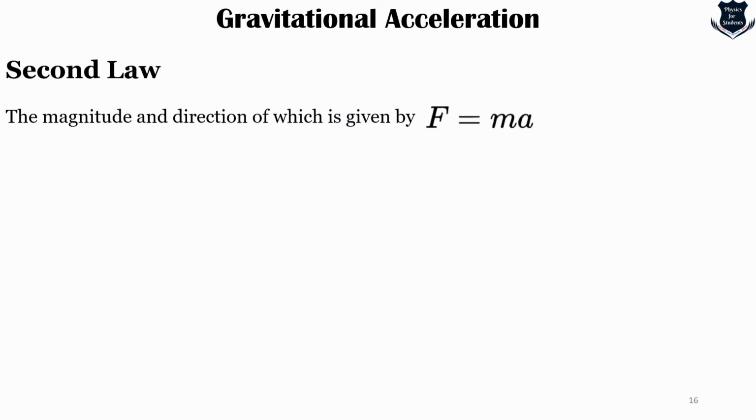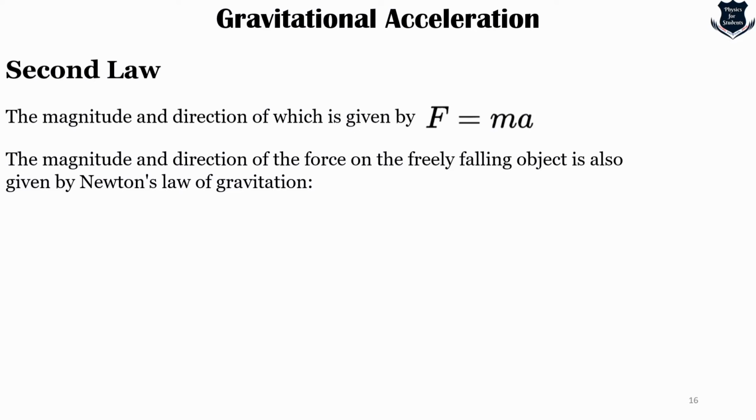If an object is freely falling in a gravitational field, Newton's second law tells us that the object must be subject to a force, and this is F equals ma. Now the magnitude and direction of the force on a freely falling object is also given by Newton's law of gravitation, which is this one. And we know that experiment shows that the inertial mass capital M equals the gravitational mass small m.